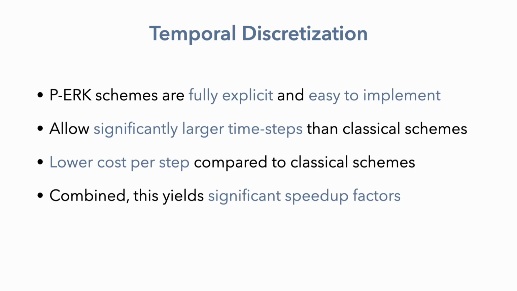So how do these work? Well, P-ERK schemes are fully explicit. Really, it's just a clever combination of different Runge-Kutta methods. And this means that they're relatively easy to implement. They're a little bit more difficult to implement than a classical explicit Runge-Kutta method, but much simpler to implement than a fully implicit scheme. As I mentioned, they're going to allow significantly larger time steps, and they're going to allow us to actually have a lower cost per step when compared to classical schemes. And combined, what this means is a larger delta t and a lower cost. This means that we get significant speed up factors. I'm going to show this for a few different examples at the end of this talk.